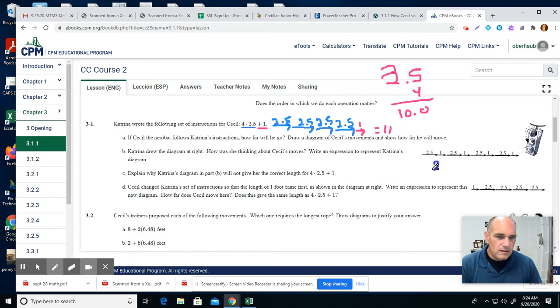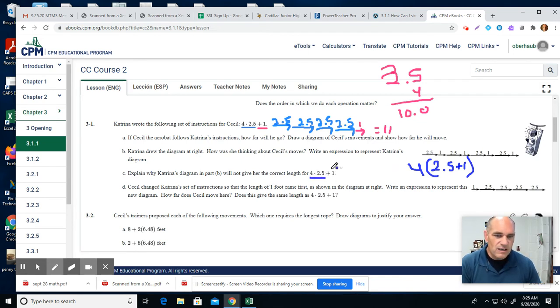She did 2.5 plus 1, and she ended up doing that whole thing over and over again 4 times. So that would be my expression for what she wrote, which is not correct, because the only thing that we wanted to multiply by 4 was the 2.5. Explain why her diagram will not give her the length of this. Well, we're only supposed to multiply the 2.5 by 4.